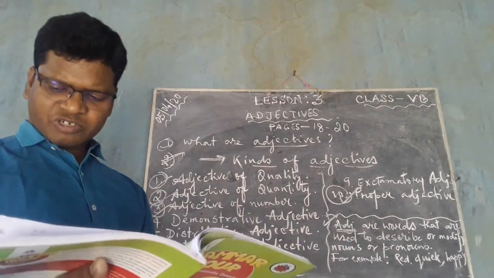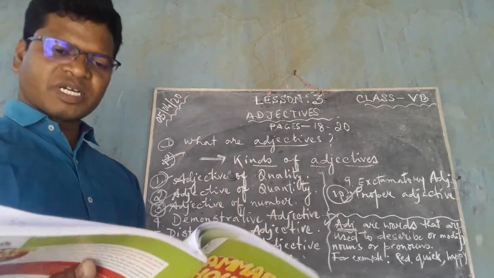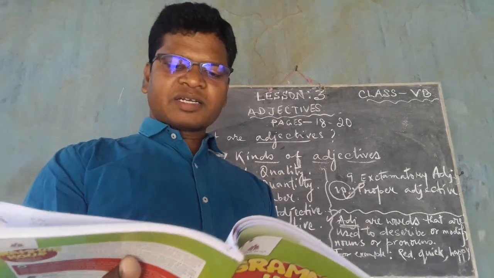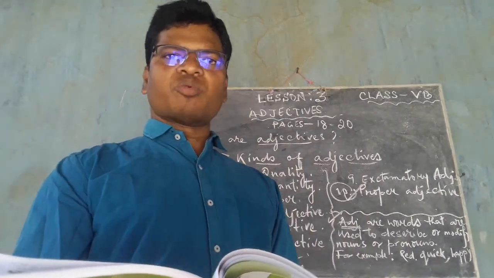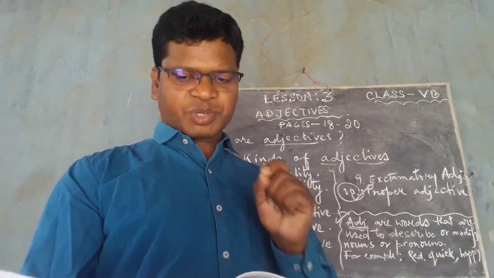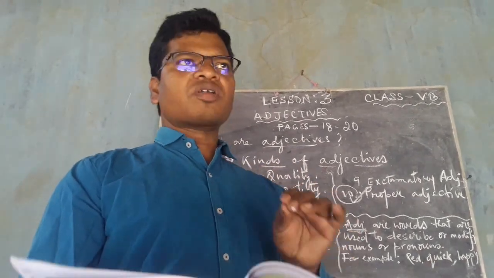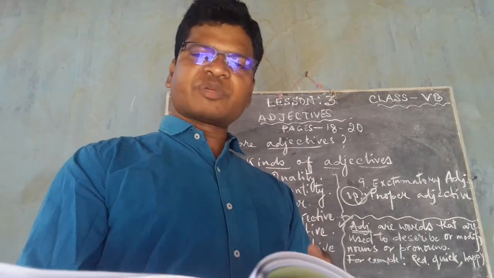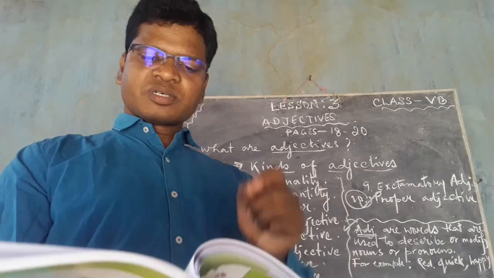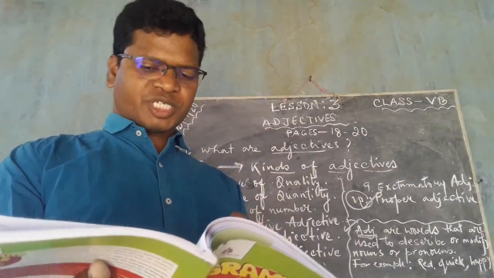Now let us talk about a few exercises from page number 19. Question A: underline the adjectives in these sentences. What do you have to do? You just have to underline the adjectives and nothing more. Only the adjectives. So many examples we have already gone through. You just write the sentence and underline the adjectives.